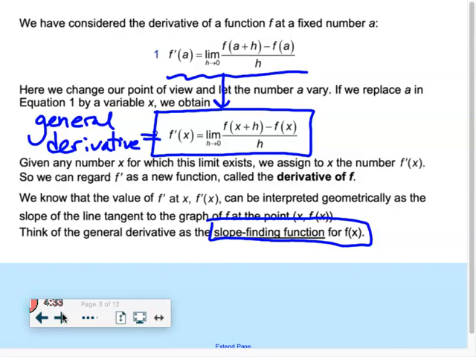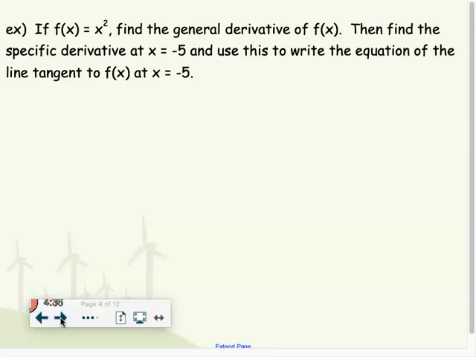Okay, all right. So we're going to do probably the easiest one we could do. If f of x equals x squared, we're going to find the general derivative. Then we're going to find the derivative at x equals -5 and write the equation of the tangent line.